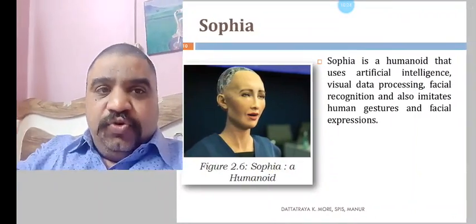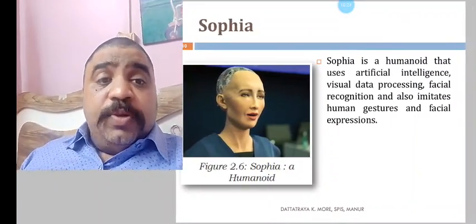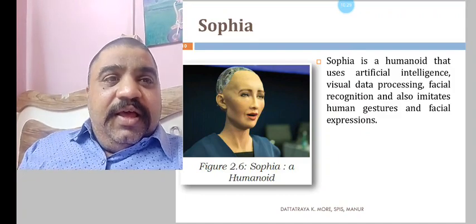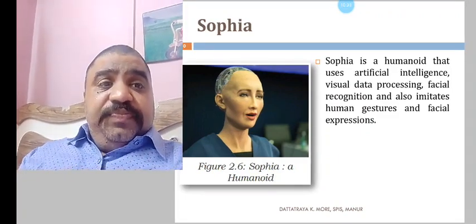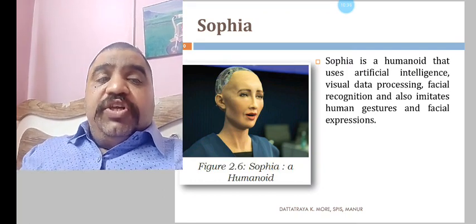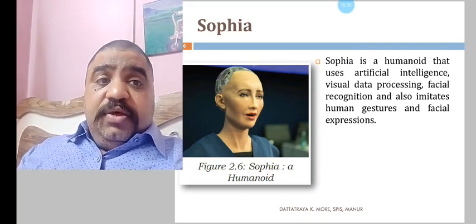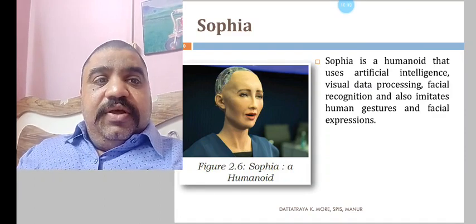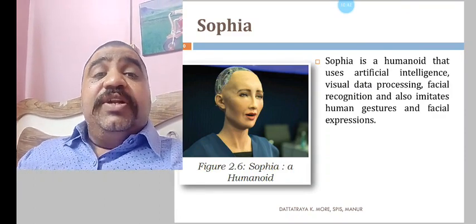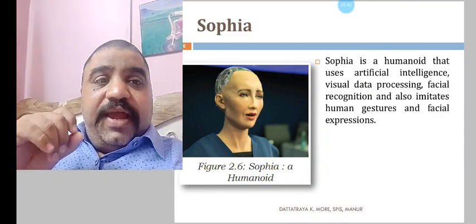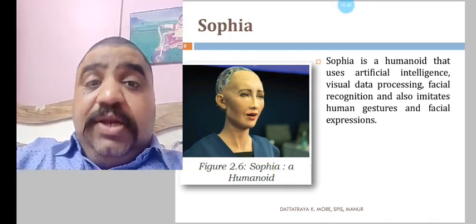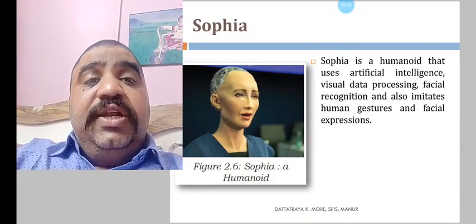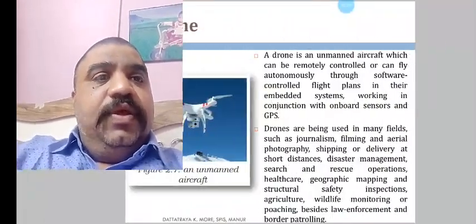Sophia, you know this humanoid robot very well. Sophia is a humanoid that uses artificial intelligence, visual data processing, facial recognition, and also imitates human gestures and facial expressions. So this is the greatest example till now of an artificially intelligent robot.